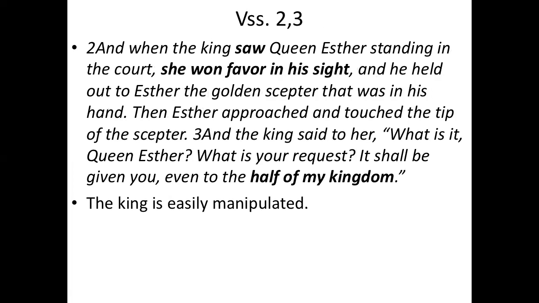And when he saw Queen Esther standing in the court, she won favor in his sight. And he held out to Esther the golden scepter that was in his hand. Now, the risk that Esther is taking here is that if he doesn't extend the scepter to her, she's dead, right? It was illegal for you just to come before the king, at least in the sense that if you did that uninvited, you risked him not accepting your appearance, and then you would be put to death, right?